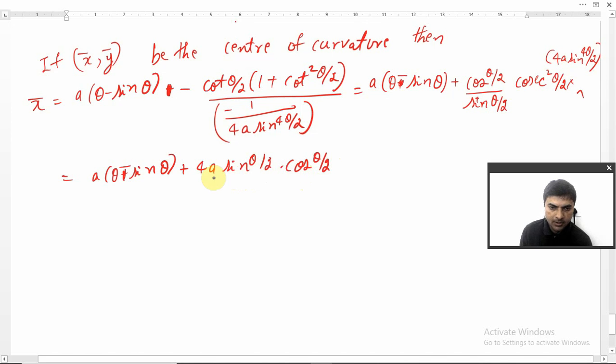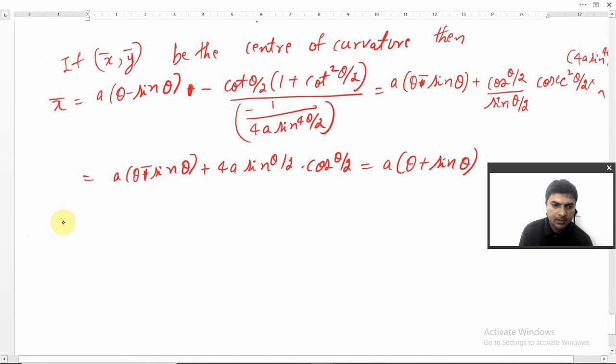So further, what is this? You already saw 2 sine theta by 2 into cos theta by 2 is nothing but sine theta. So if you simplify, it will become 2a sine theta. If you open this bracket and simplify directly, you would write the answer, it is a theta plus sine theta. You must get this. Yes, please try this once.